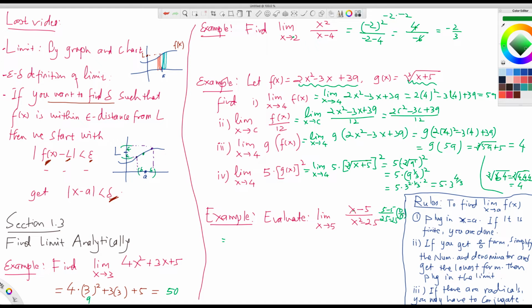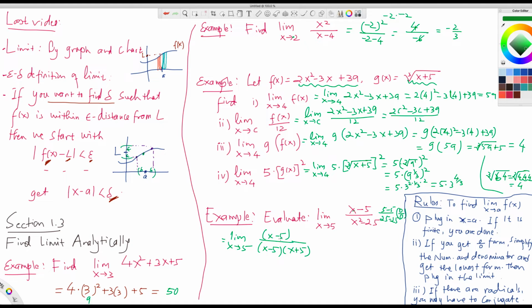So in this case, you do not plug in the limit directly, because 0 over 0 is not a right answer. It cannot be an answer, okay? So what do you see? What you do for this is you simplify the top and bottom. So what I do is limit x tends to 5, and then the top is x minus 5, already in the lowest form. Now get the factor of x squared minus 25. You can write x minus 5 and then x plus 5.